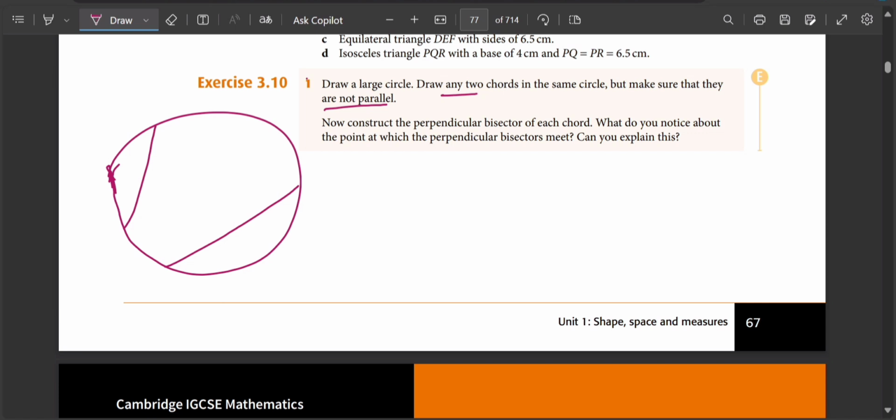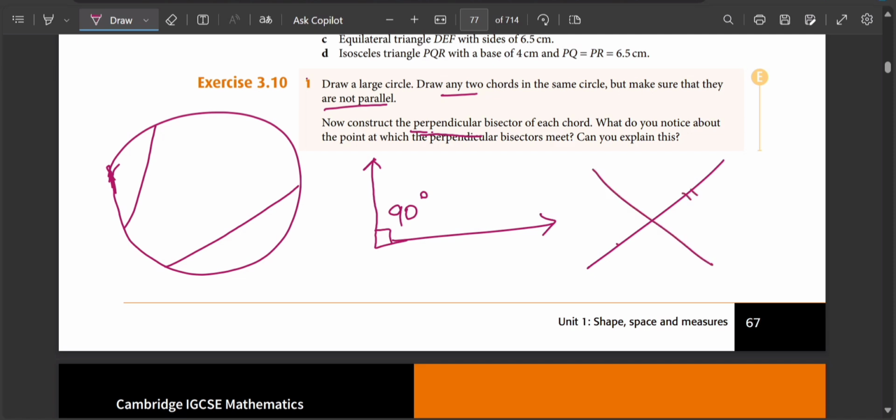What is a perpendicular bisector? Let's see the terms one by one. Firstly, we have perpendicular. If this is a straight line, this is a perpendicular. Perpendicular always makes 90 degrees. And bisector means if there is a line, it will exactly cut it in half.